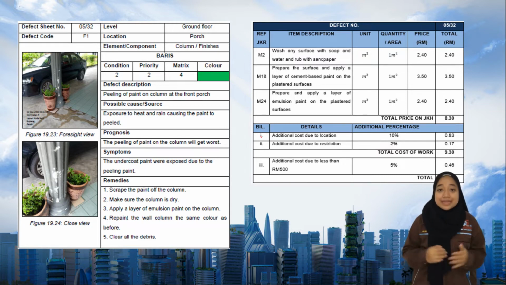if left unattended. So, as the remedies, I suggest to scrape the paint off the column and make sure the column is dry before applying a layer of emulsion paint on the column. And lastly, repair the wall column with the same color as before. This defect remedies only cost RM9.70. Next, Sabrina will explain more about another defect at building fabric.